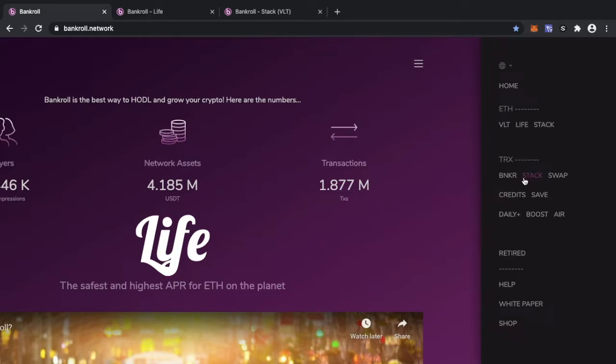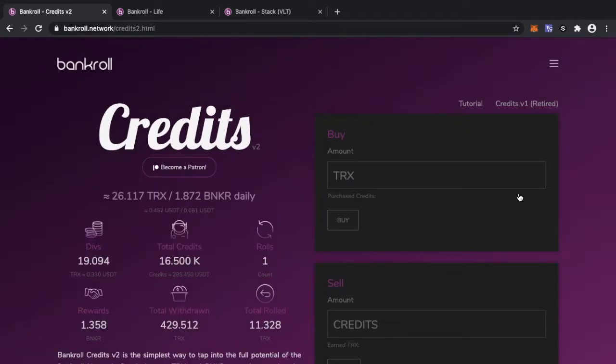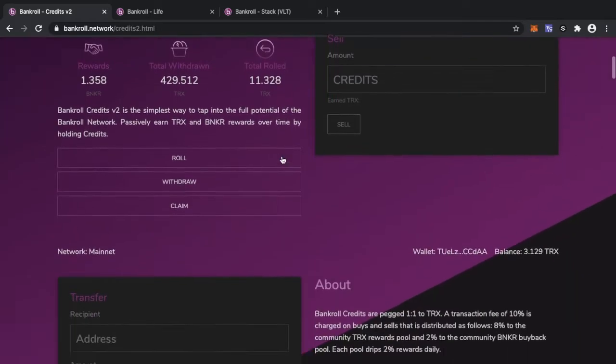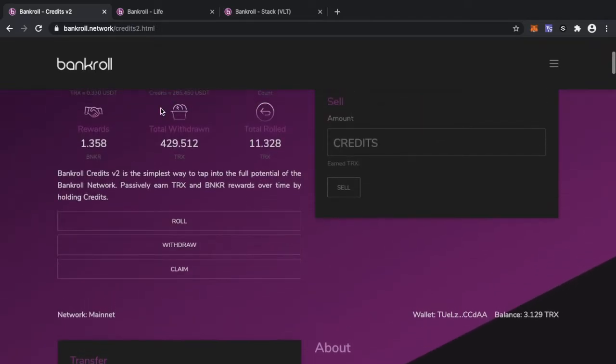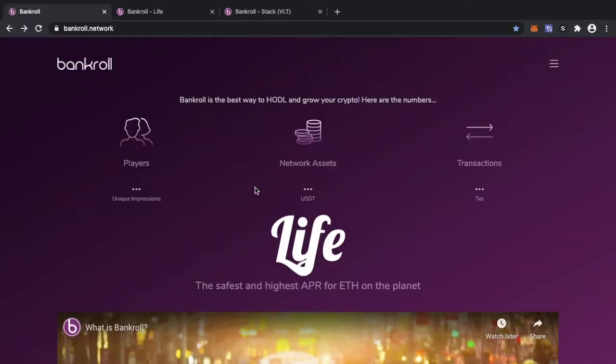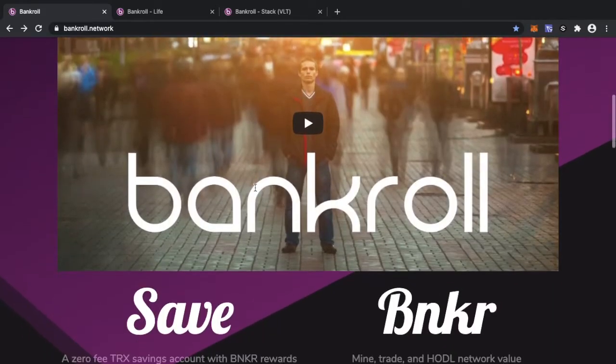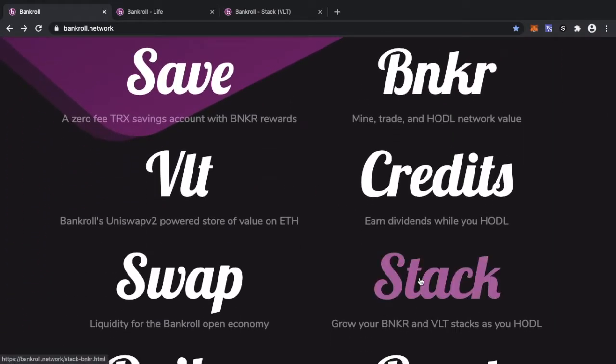To put that into perspective, if I head on over to the original contracts, so for example, this isn't the original Credits for Tron. There's been a retired version, and this is version 2. If I look at version 2 of Credits, players 452, the supply is 18 million, the contract balance is 20 million. So you can see that Tron is a more established blockchain for Bankroll as opposed to Ethereum, but obviously it will take some time.